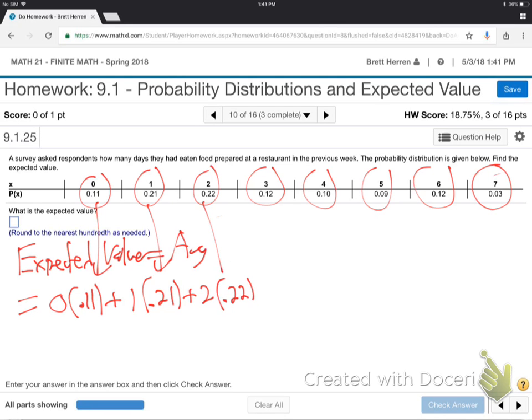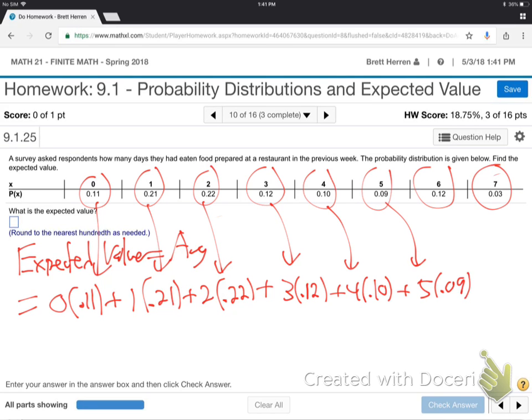Plus 2 times 0.22 plus 3 times 0.12 plus 4 times 0.10 plus 5 times 0.09 plus 6 times 0.12 plus 7 times 0.03. Good? Just add them up on your calculator. You don't need to do the 0 one, huh? That's going to be 0. Just skip that one.